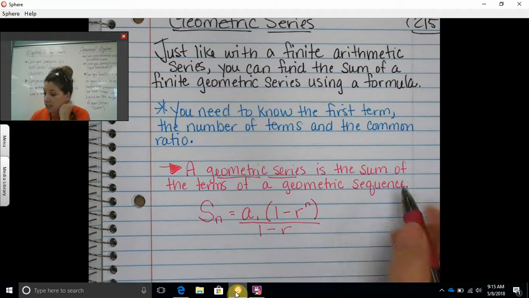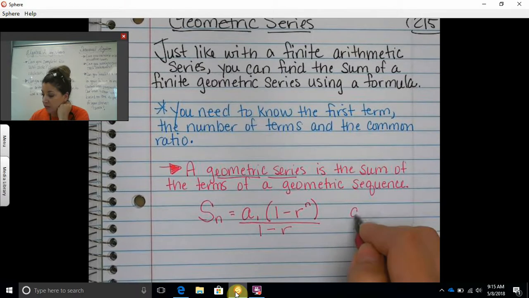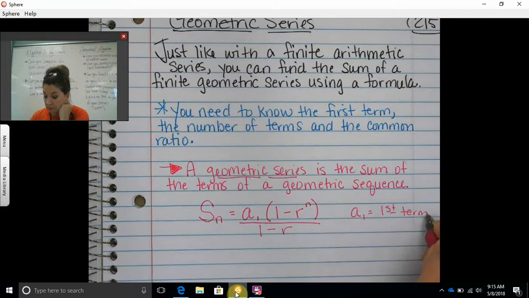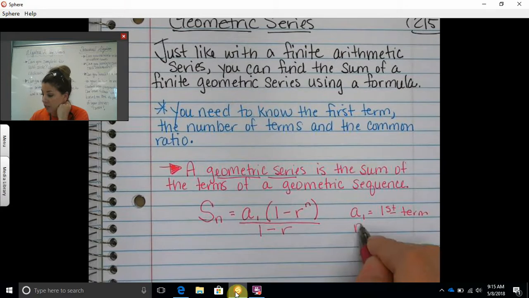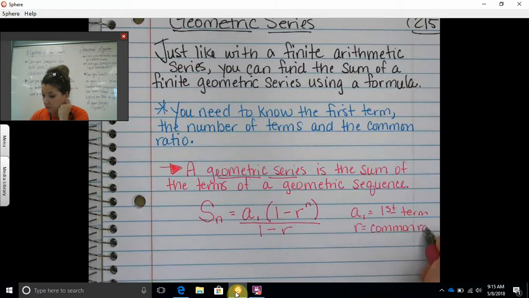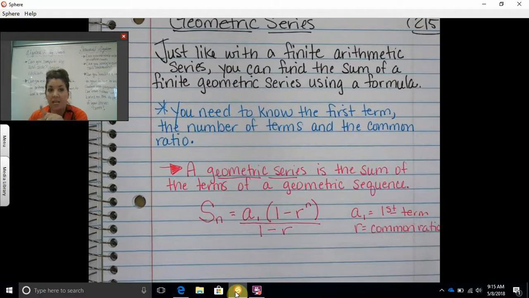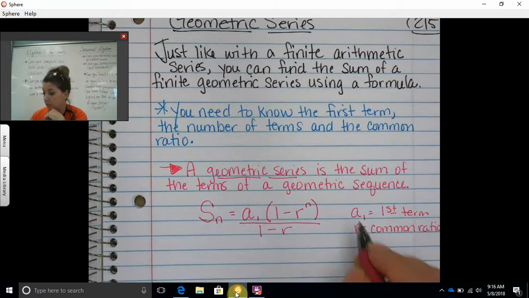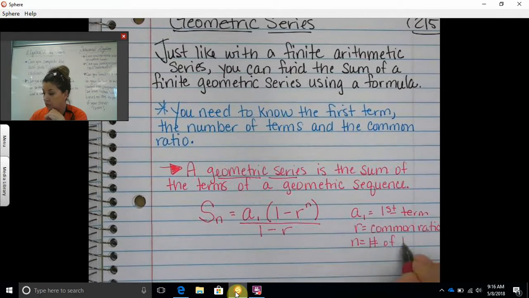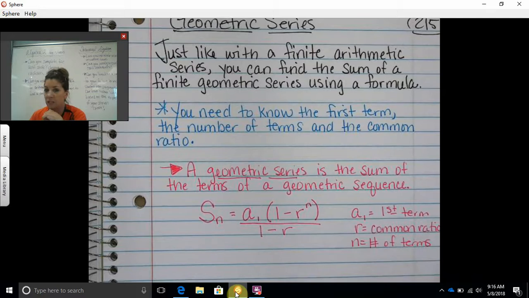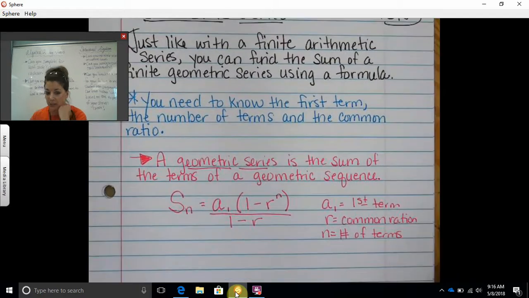A sub 1 is the same as it's been in the others. It's the first term. R is still a common ratio. N is the number of terms in the sequence. So not the term number we're referring to, but how many terms do you have in the sequence?